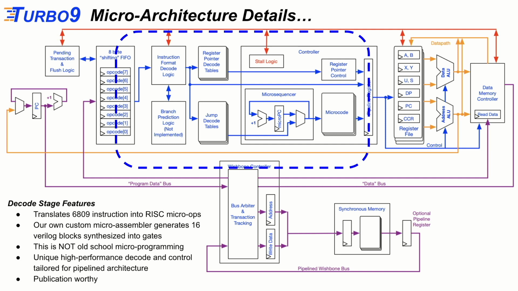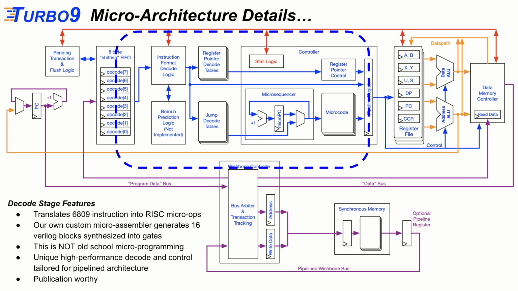So the decode stage is where the magic really happens. This is where you translate 6809 instructions into RISC micro-ops. If you relate this to the Intel x86 architecture, this happened around the 486 or Pentium. At that point in time, they started taking a purely microcode design and taking those micro-ops and pipelining them. That's similar to what we're doing here.